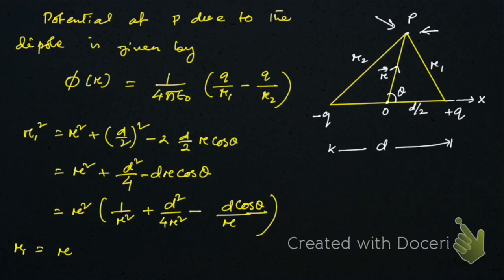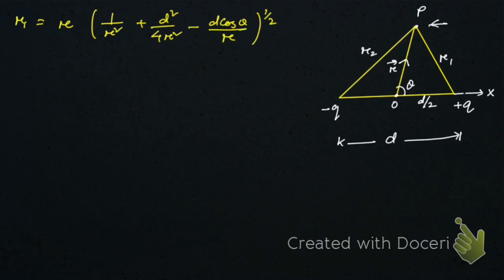So now you see, here we will get 1 by r square plus d square by 4 r square minus d cos theta by r whole to the power half. That's what we're going to get. So let me copy this last result and let me write on the next slide. So this is the result we have got so far.